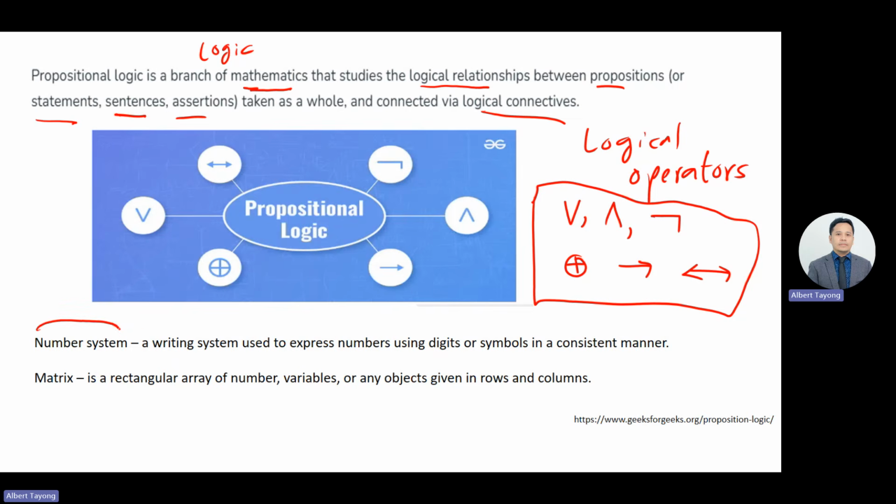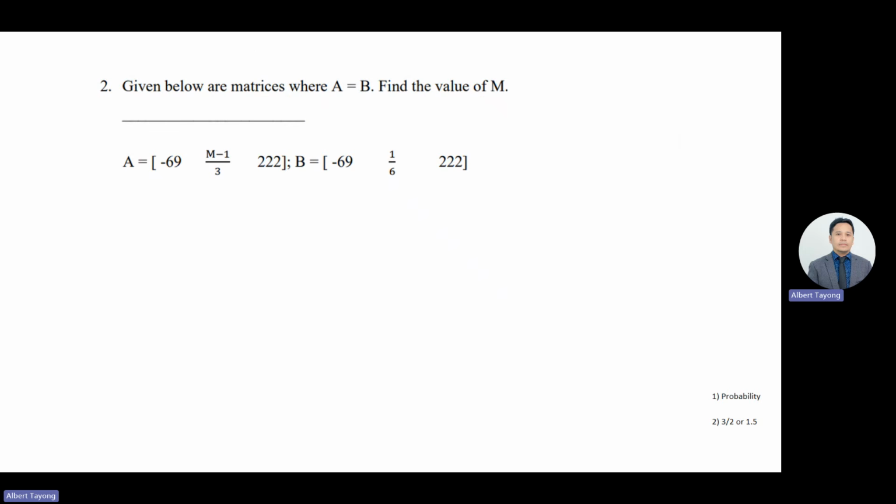The next concept is the number system, a writing system used to express numbers using digits or symbols in a consistent manner. Okay, it is consistent because every digit has a place value. A matrix is a rectangular array of numbers, variables, or any objects given in rows and columns. Right, so these are the topics we have discussed already in our classes.